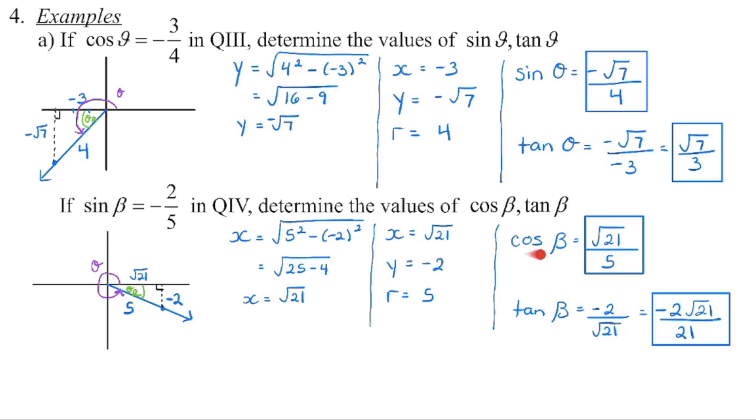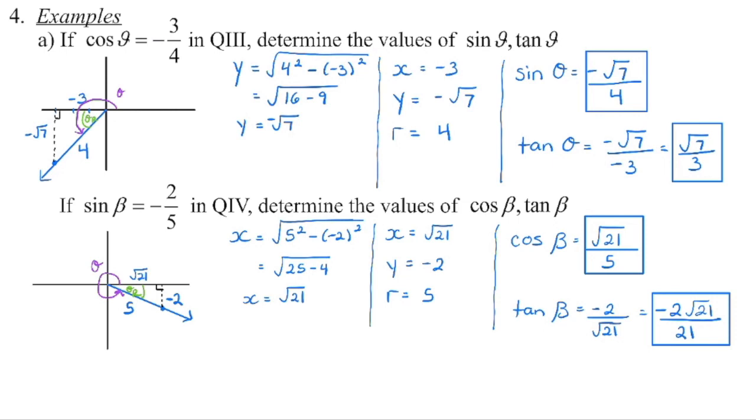So this time we have the cosine of beta. So cosine, remember, is adjacent over hypotenuse. And then the tan of beta, opposite over adjacent. And again, rationalize to get that square root of 21 out of the denominator. And then check, is there a perfect square in here? And there isn't. And then can we reduce those whole numbers? We can't, so those are the ratios.